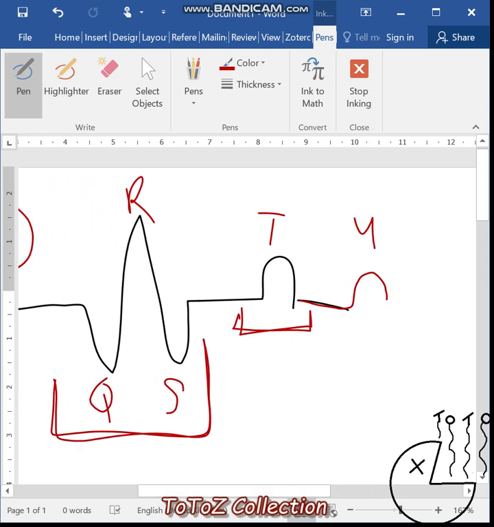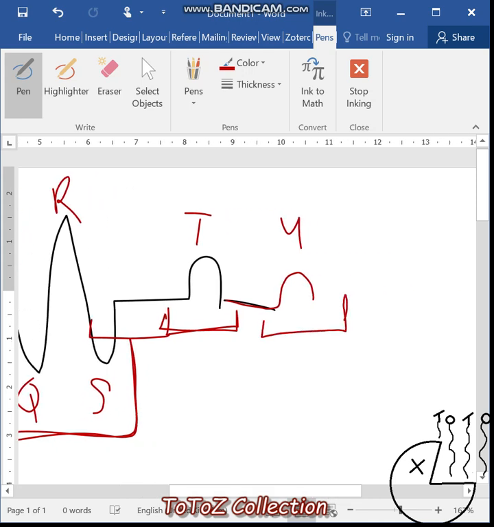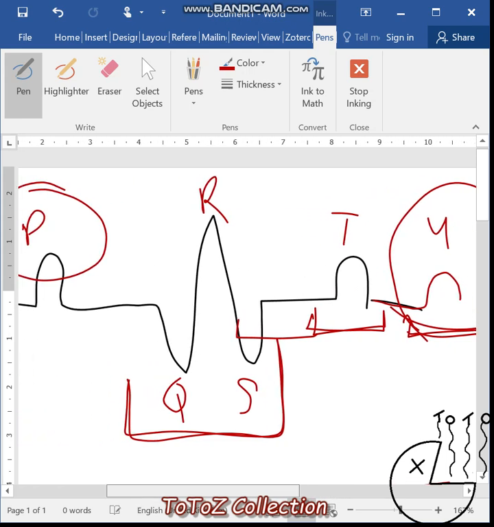Sometimes you will not see it because it is too small to be noticed on your ECG, but sometimes you'll be able to see it, so just look out for it. That's the U wave. So P, Q, R, S, T, U, but usually they just end by T.